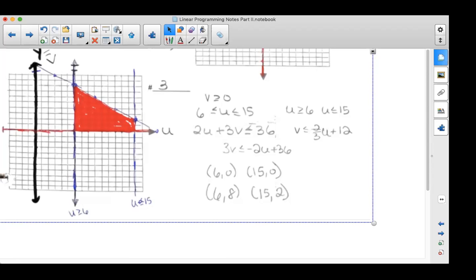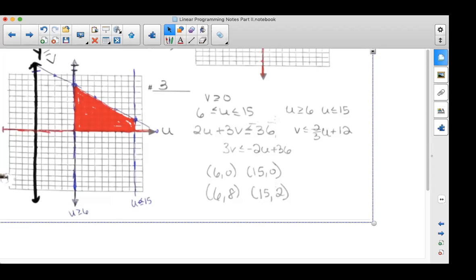And then that last inequality becomes negative 2/3 u plus 12. And I graph that way at the top. I had to make a couple extra spaces for that, 2 extra spots. And then that's moving down 2 and right 3.